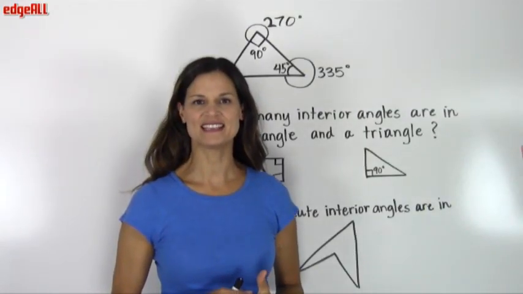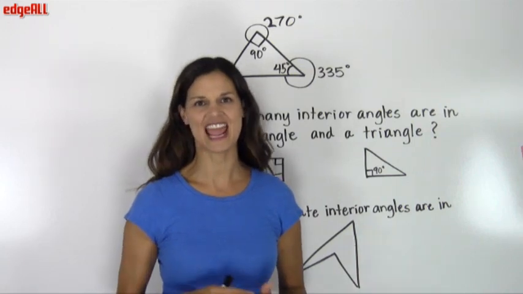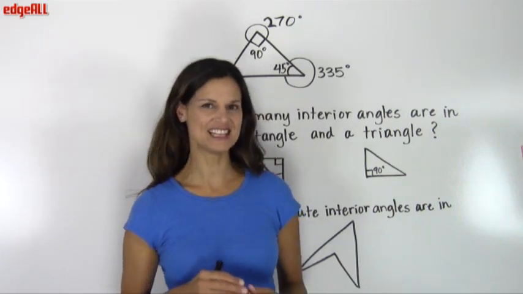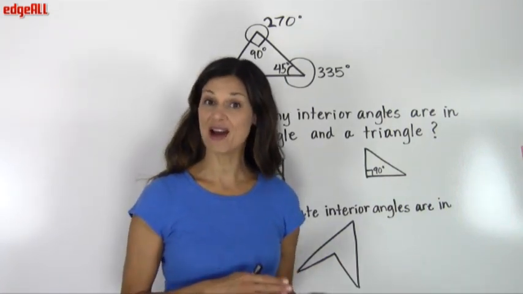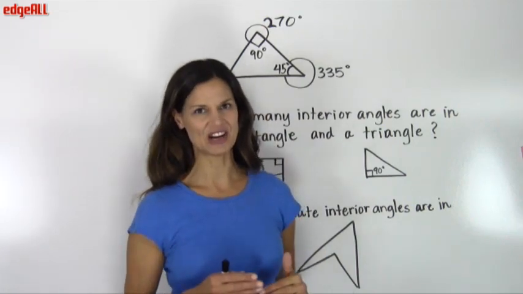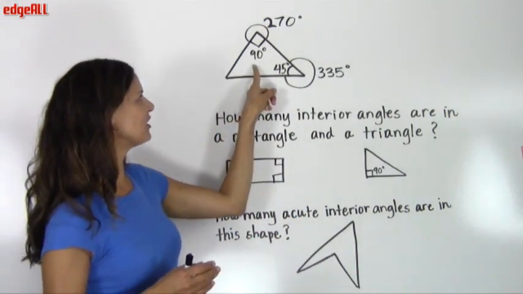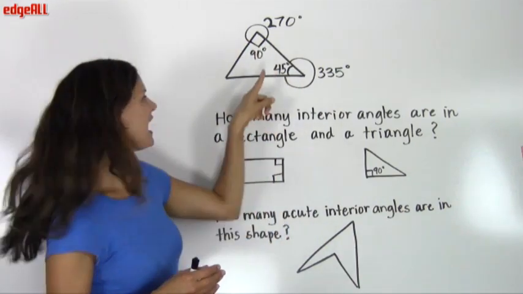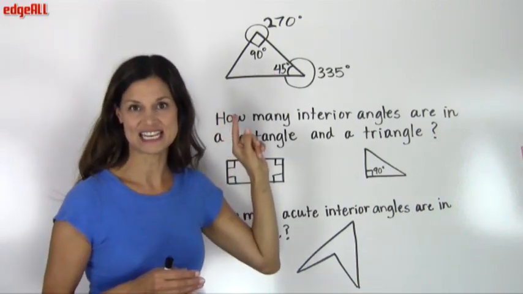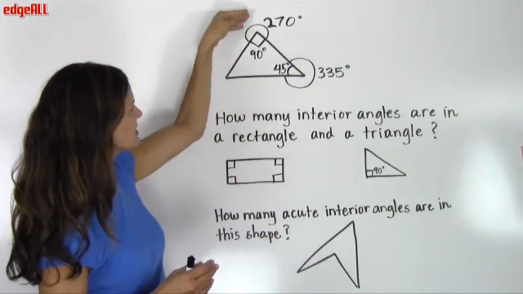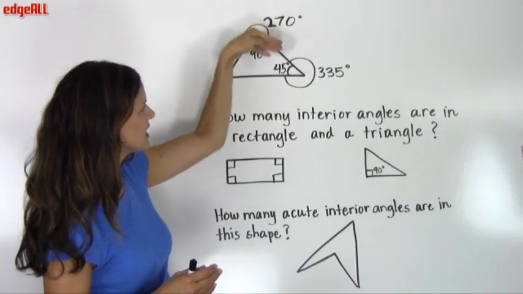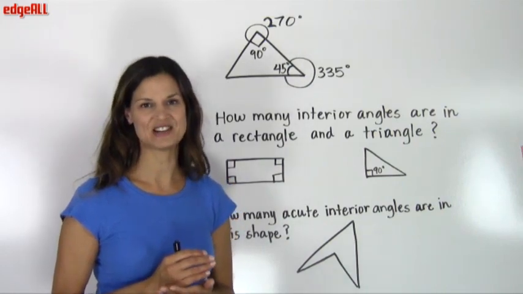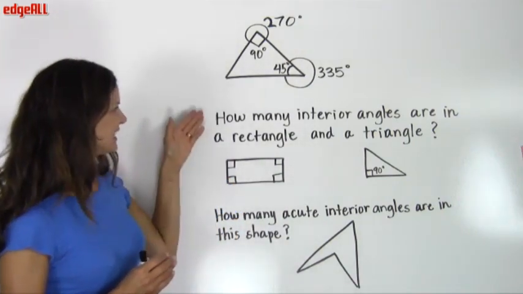Shapes are created by a series of line segments and angles. The angles inside of a shape are interior angles, and the angles outside of a shape are exterior angles. So in this triangle, we would call this 90 degree angle an interior angle, and this 45 degree angle an interior angle. And these angles out here, this 270 degree angle and this 335 degree angle, we would call exterior angles.